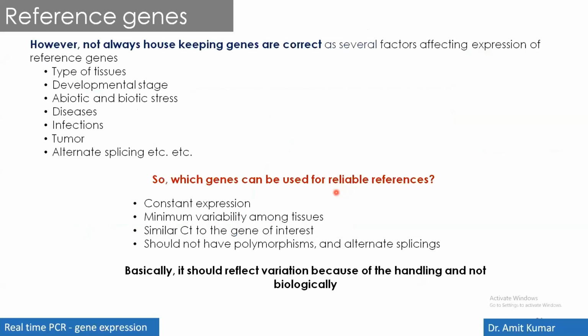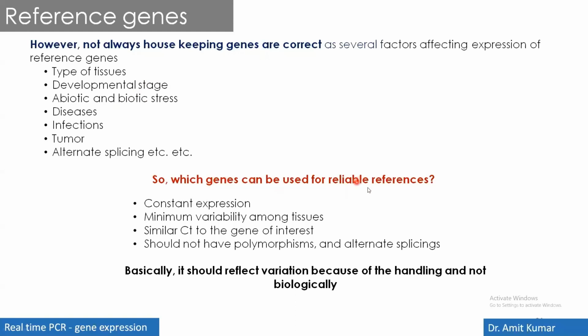As I was saying, there are several factors which can affect the expression of the housekeeping genes as well: the kind of tissue which you are taking, the developmental stages of the organism which you are studying, whether there is a role of this housekeeping gene in fighting against abiotic and biotic stress, or during diseases, infection, tumor, or whether the gene has some other properties like alternate splicing. So all these factors affect the gene expression of housekeeping genes. So it is not at all advisable that you blindly take any housekeeping gene as a reference gene and use it for your gene expression study.